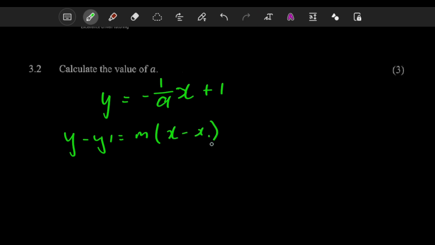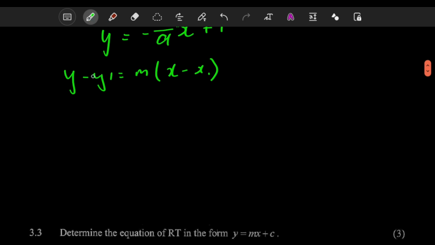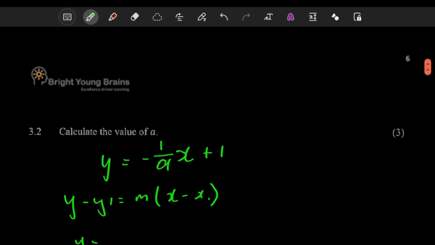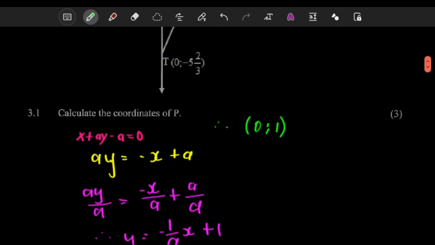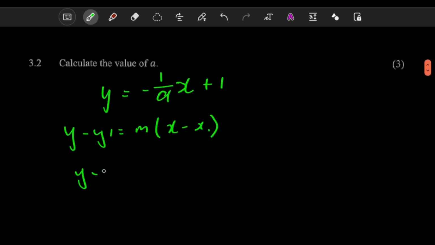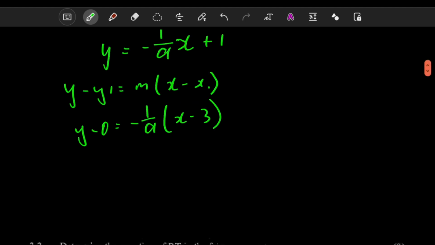And then let's see here. So this is y, right? Y1 is the coordinate. The y value of the coordinate is 0. The x value is 3. So y value is 0. And then gradient is negative 1 over a. So it's negative 1 over a. And then here we have a negative 3 over there. Let's just simplify and see what you get.